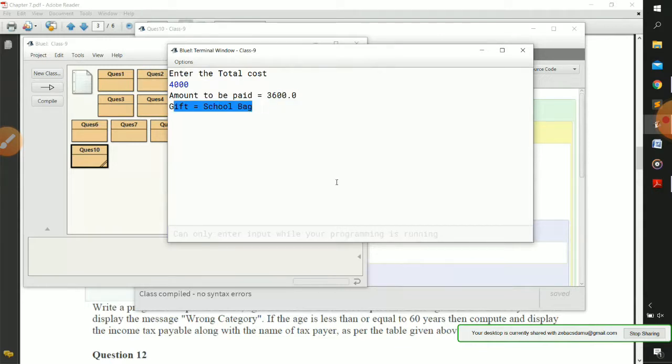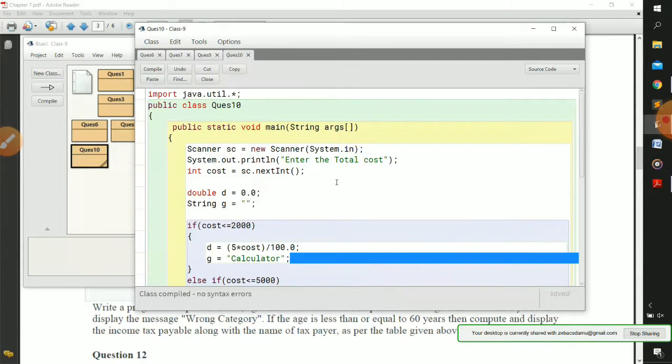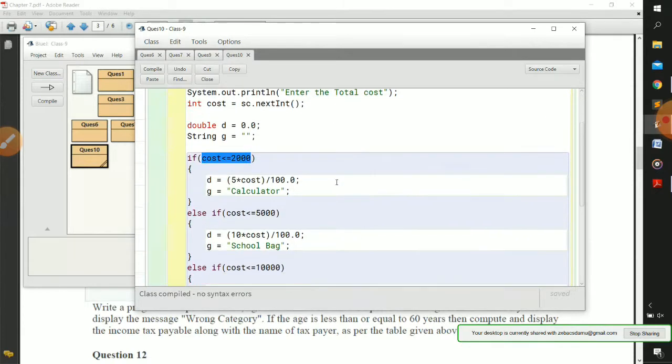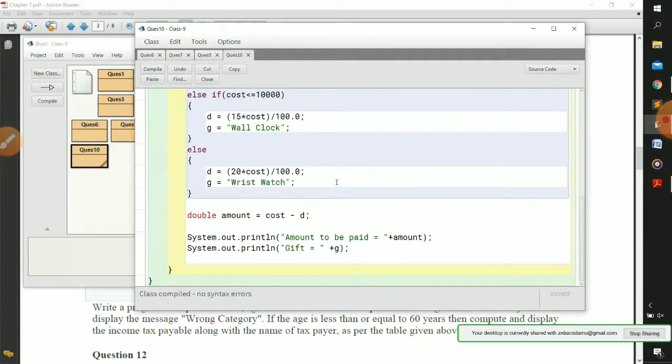Gift we are getting as a school bag. So how are you going to check for it right now? See 4,000. So where will your 4,000 come? This condition will be false. The second condition will be executed. And here see, the gift is school bag, and accordingly the discount was calculated. After that the discount was subtracted from your amount. Okay, so like this we are going to solve our question number 10.